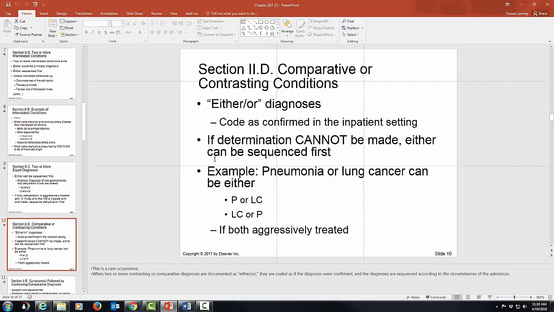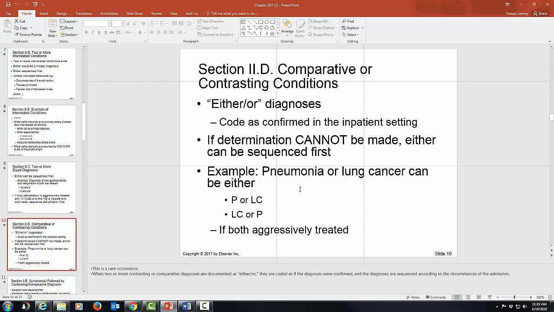So that's another good example. Section D talks about comparative or contrasting conditions. So these could be either or. So the code is confirmed in the inpatient setting. If a determination cannot be made, either can be sequenced first.